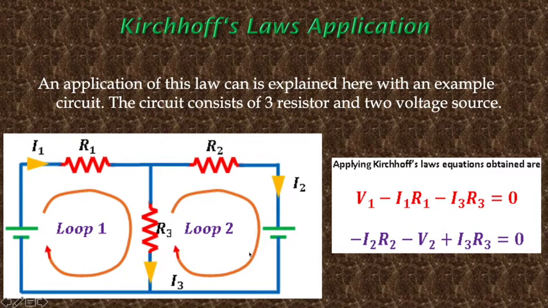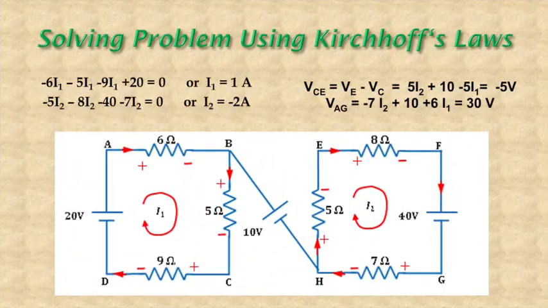And for loop 2, we write down minus I2R2 minus V2 plus R3I3 equals 0. Now let us solve a problem using Kirchhoff's law.